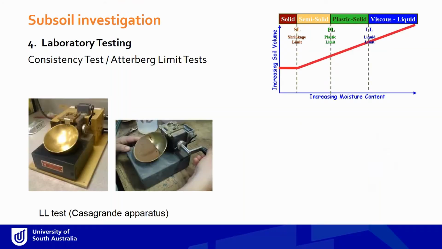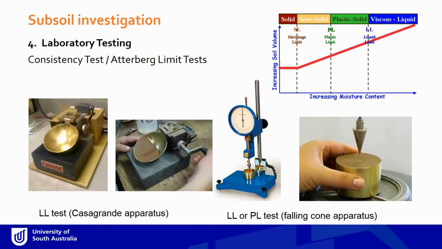Moving forward, Atterberg limits, liquid limit, plastic limit, if you remember. These are the apparatus I'm not going to discuss in any more detail. These are the apparatus we'll use to find out liquid limit. This is called a Casagrande type apparatus, and this is called a Fall cone apparatus. Both of them can do liquid limit, and this one can also do the plastic limit test as well.